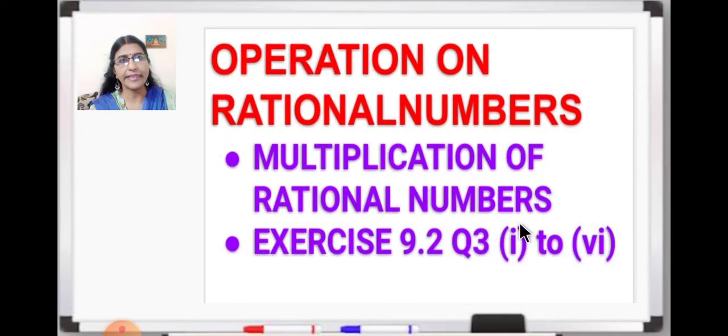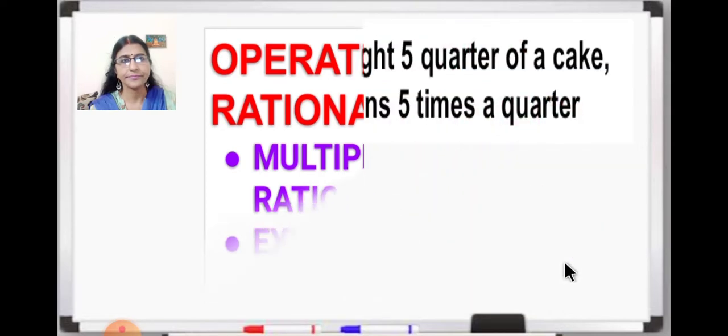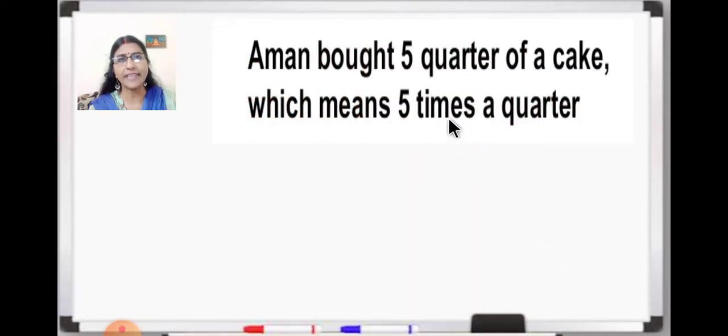Today we will understand another operation on rational numbers, that is multiplication of rational numbers, and then we will do exercise 9.2, question number 3 from 1 to 6. Now let us start with an example.